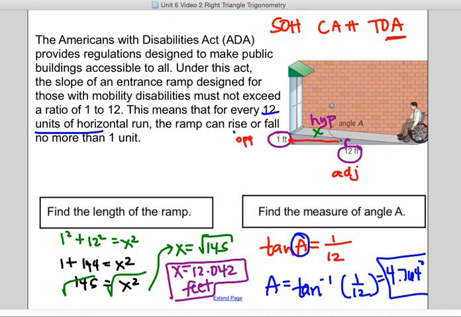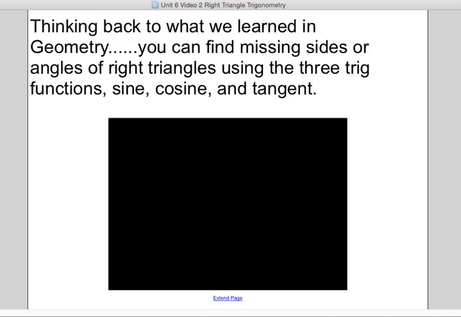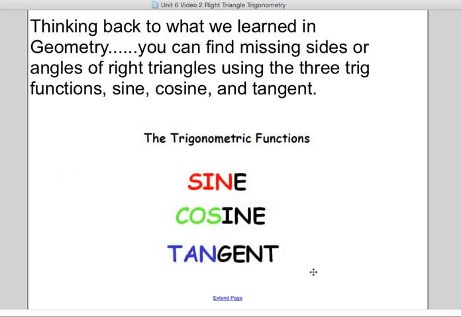Now let's refresh our memory a little bit more on sine, cosine, and tangent. Thinking back to what you learned in geometry, you can find missing sides or angles of right triangles using the 3 trig functions, sine, cosine, and tangent. This is how you spell them out. Sine is abbreviated SIN, so we still say sine, but we write sin. Cosine is COS, and tangent is tan.